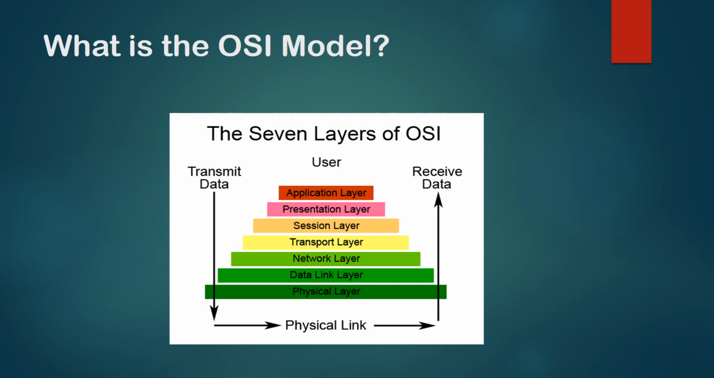And there you go, there you have it. The 7 layers of the OSI model. Hope that helped you out, to get a brief idea of what these layers actually do.